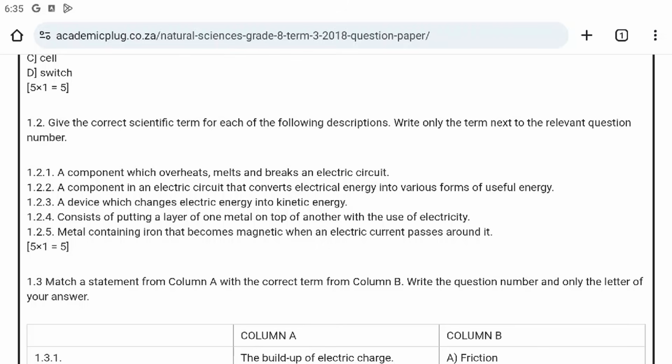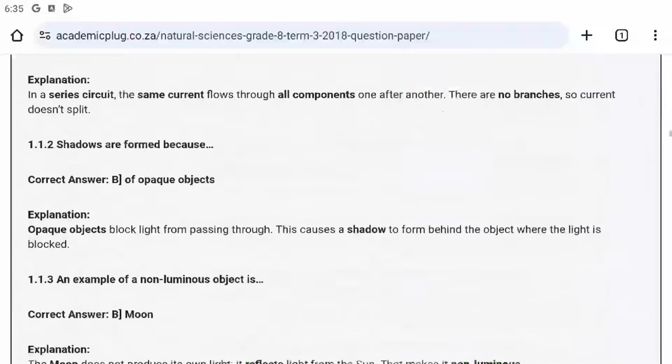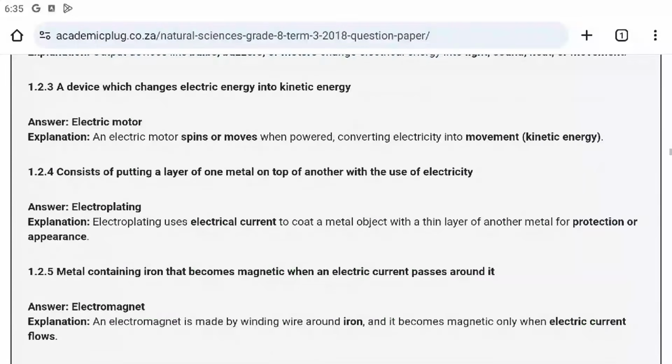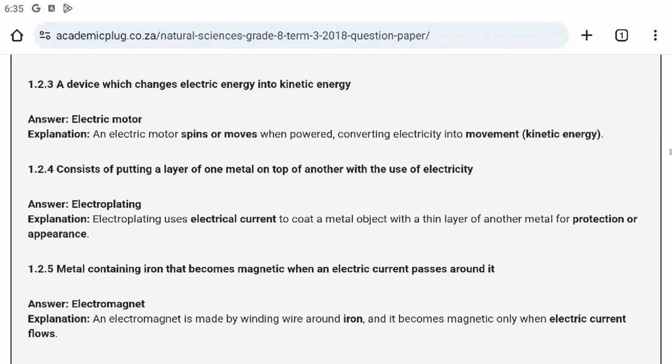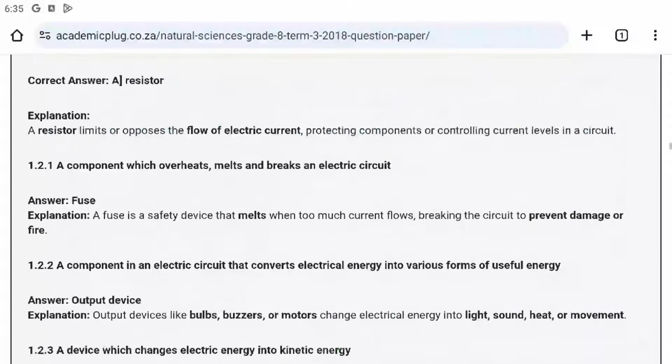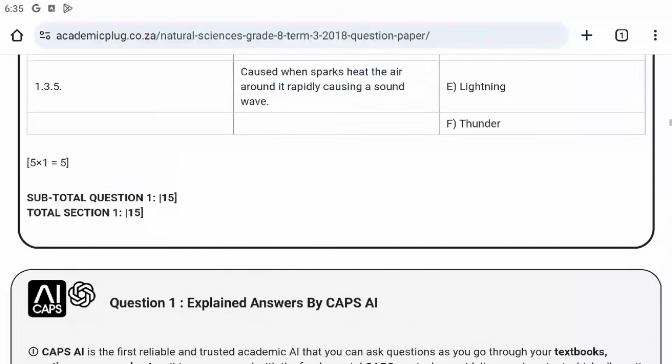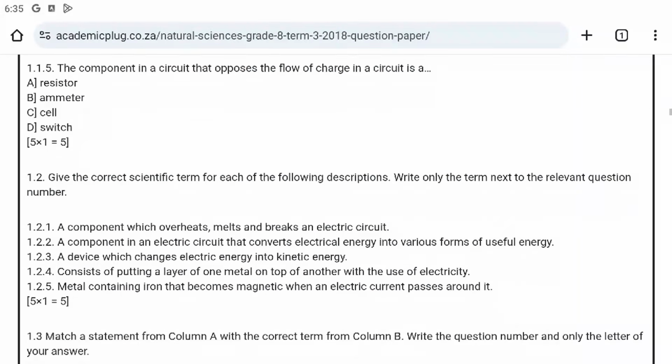1.2.5, metal containing iron that becomes magnetic when an electric current passes around it. Electromagnet. An electromagnet is made by winding wire around iron, and it becomes magnetic only when electric current flows. Okay, that's the last question for 1.2.